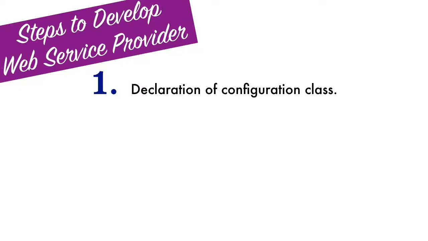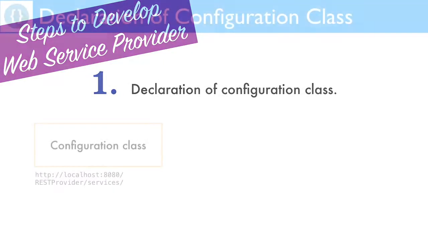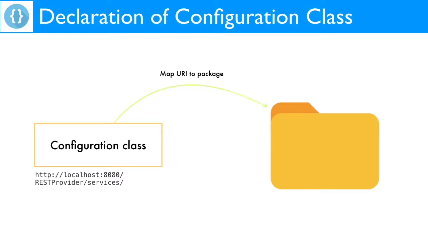We begin with the first step, which is declaration of configuration class. What is a configuration class? A configuration class is a class that we create to tell the framework that we use the package that you need to look for the REST resources. In the configuration class, we map the application URI to the package that contains REST resources.